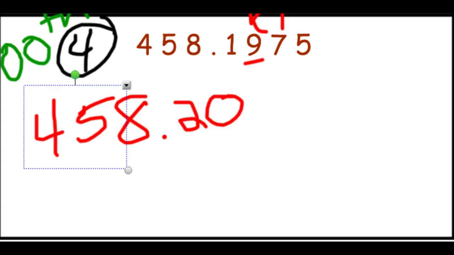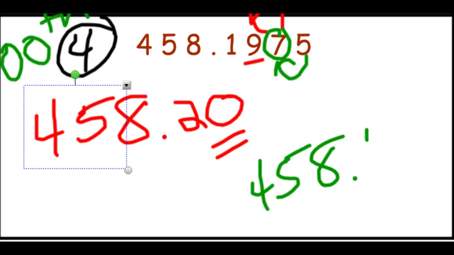Notice, even though we don't need that 0, we're going to keep it to show that it's rounded to the hundredths place. And then for the thousandths place, we have 458.198 rounded up because the 10,000ths place is a 5.